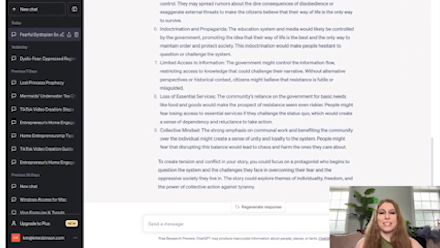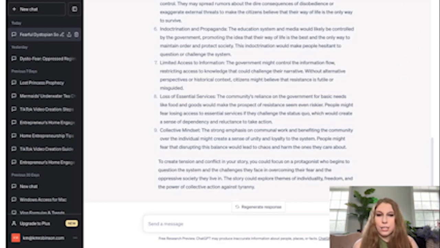Loss of essential services is number 8. The community's reliance on the government for basic needs like food and goods would make the prospect of resistance seem even riskier. People might fear losing access to essential services if they challenge the status quo, which could create a sense of dependency and reluctance to take action.